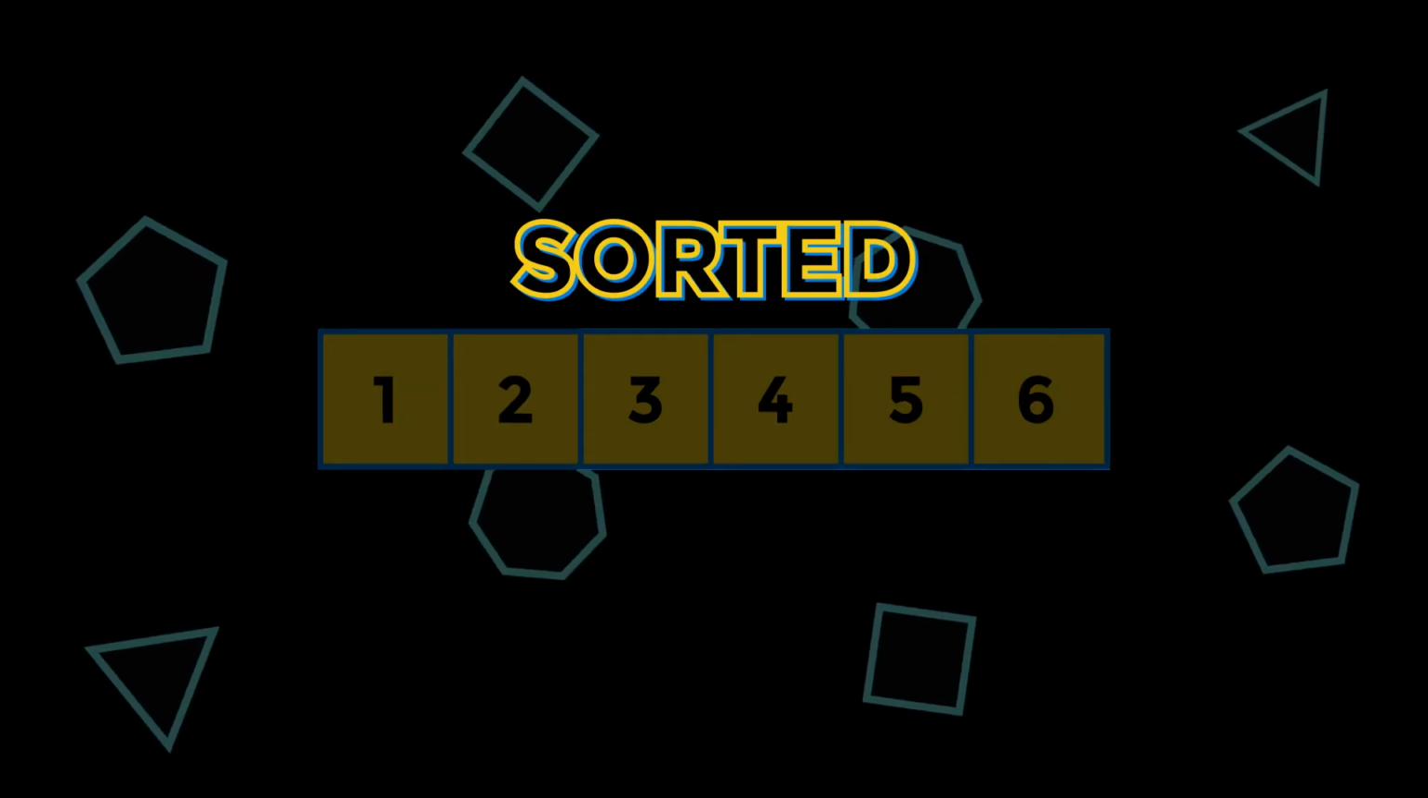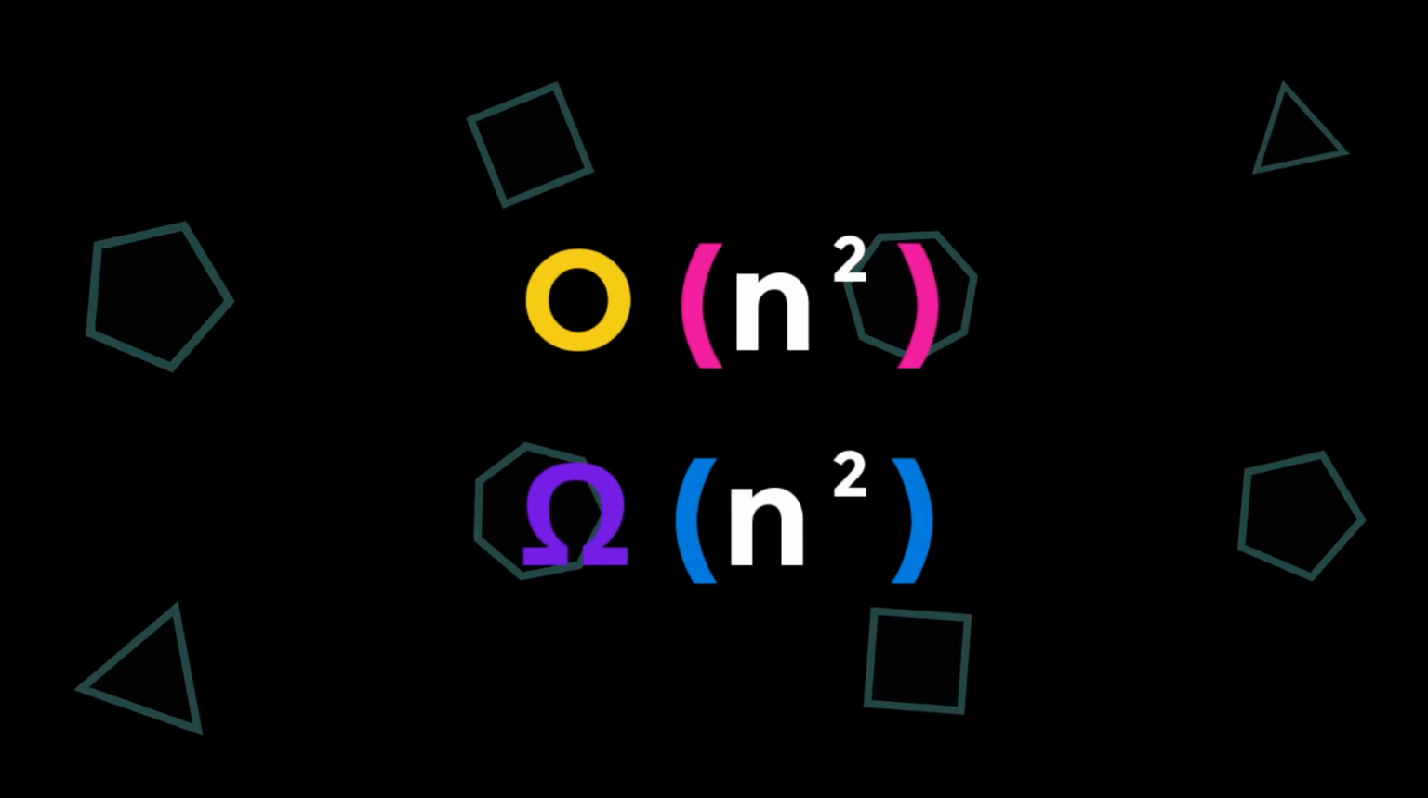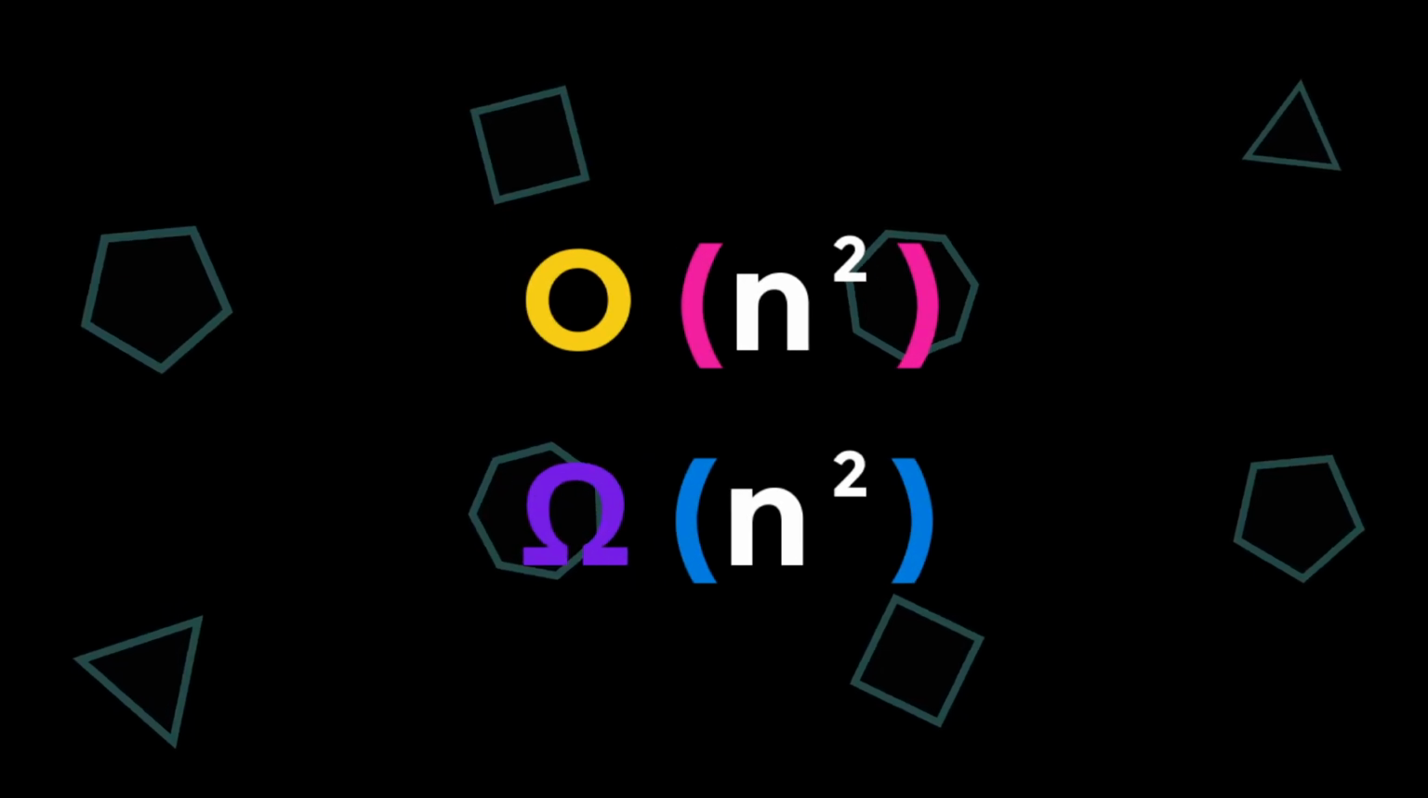Now we're going to talk about the worst and best cases. In this case, because you already have to go through the elements to see if they're in the right places, that would mean the best case and the worst case are both represented by n squared. So omega and O would be the same.